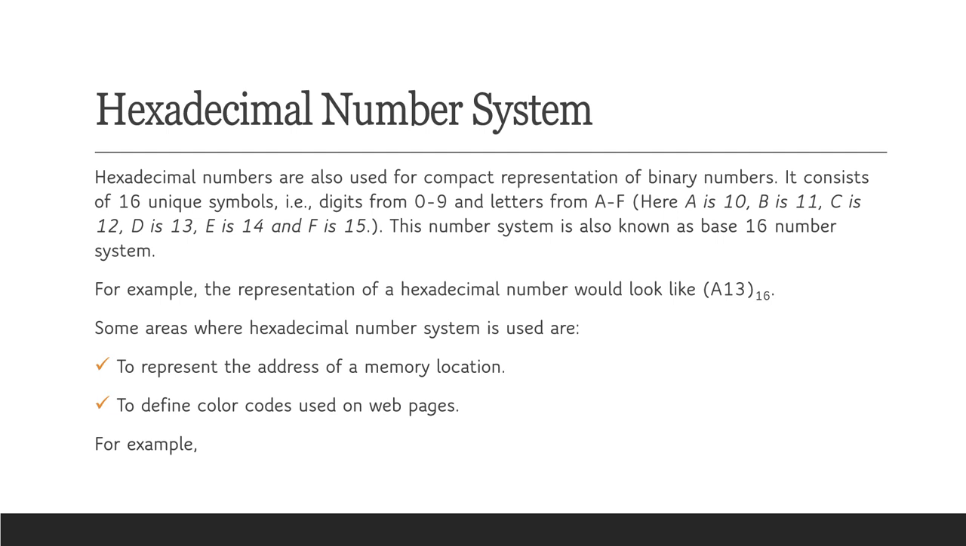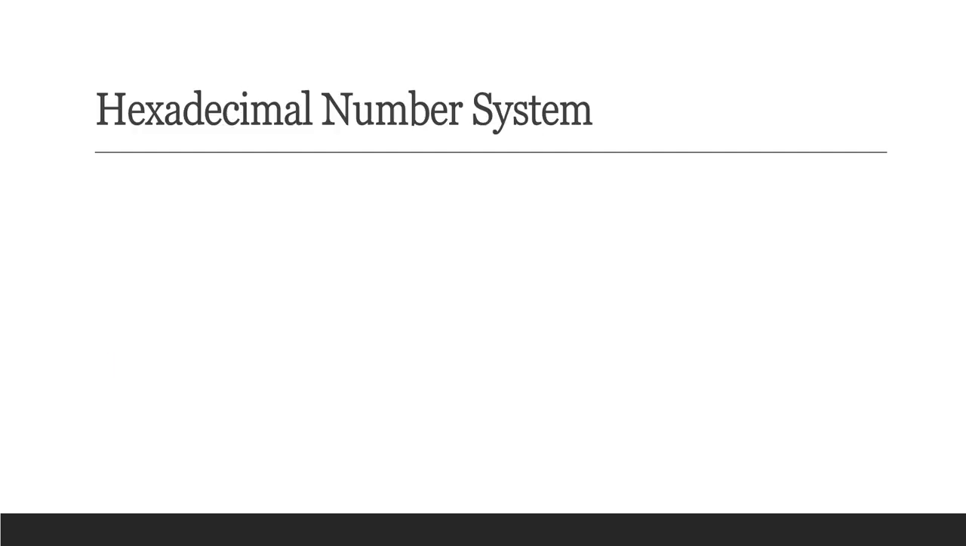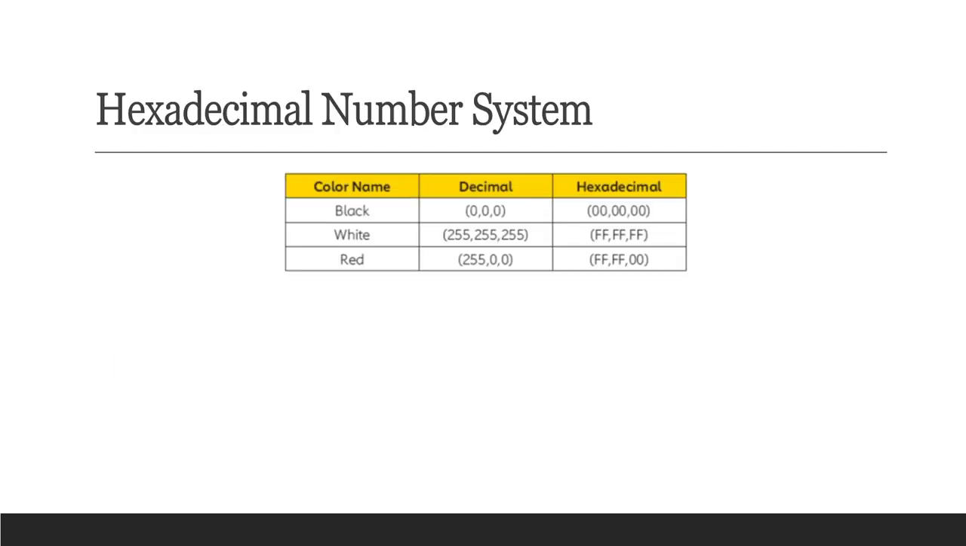Some areas where hexadecimal number system is used are to represent the address of a memory location and to define color codes used on web pages. For example, like color code for black, we will use the hexadecimal as 00, 00 and 00. That is in the form of decimal 0, 0 and 0.